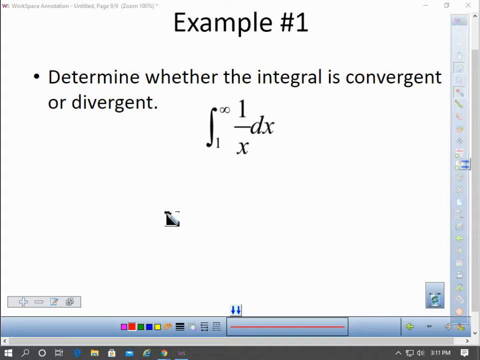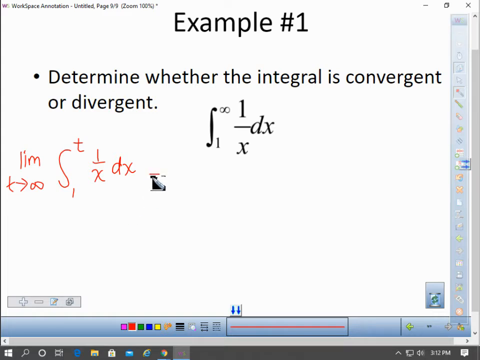Okay, so the first thing we're going to do is rewrite this integral because it has an infinite interval. So we're going to rewrite it as the limit as t goes to infinity of the integral from 1 to t of 1 over x dx. So the first thing we're doing is replacing the infinity symbol with a t, and then we're going to take the limit and let t go to infinity. So that's the first thing we're going to do.